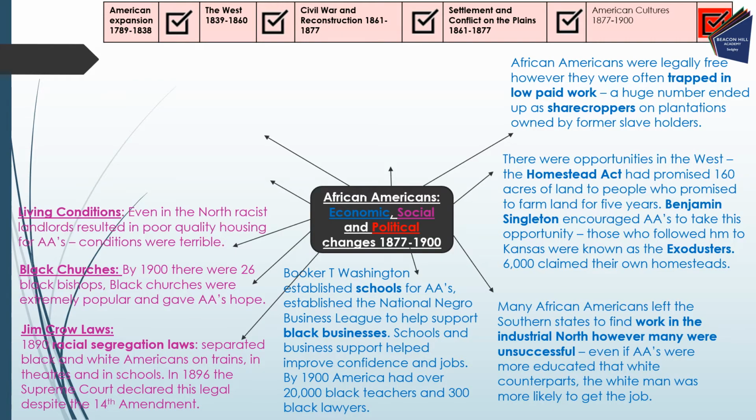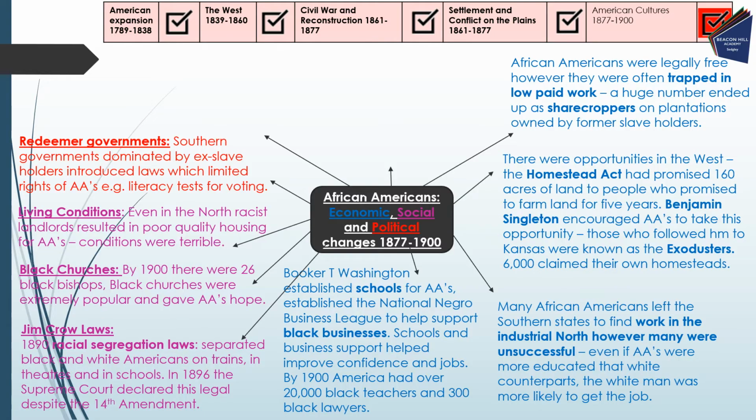Living conditions, even in the north, we have racist landlords, which resulted in poor quality housing for African Americans, and conditions were terrible for them. So again, that is something that you could reference. Quite general really, so quite easy to remember that the quality of housing that they were given was of a very low standard.